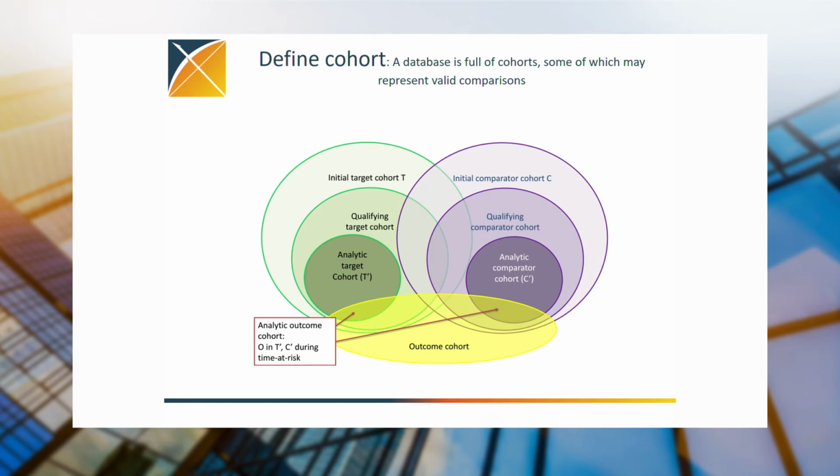there are three kinds of cohorts: the target cohort, the comparator cohort, and the outcome cohort. By the intersection of these three cohorts, you can estimate the proportion of the disease, you can compare the risk of the disease, and you can make a predictive model.